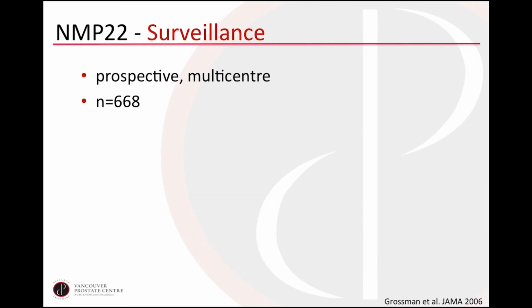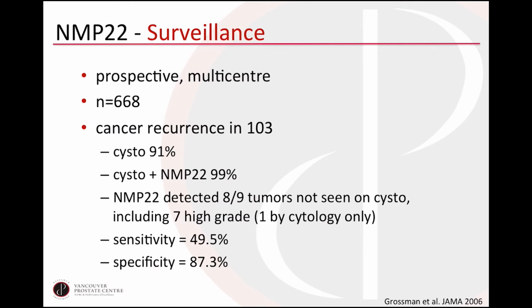In the surveillance setting, it's similar. Again, prospective multicenter, 600 patients. 100 had tumor, so there are more tumors. You see sensitivity is only around 50%. So excellent studies, excellent quality of data, but the tests just underperform.